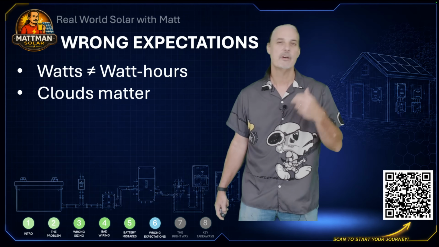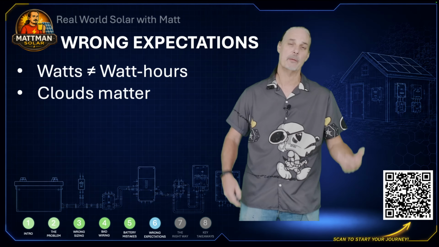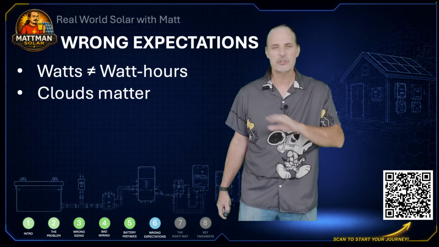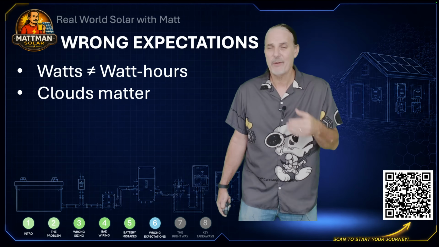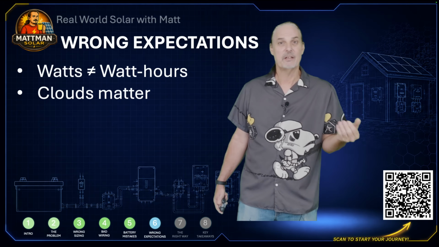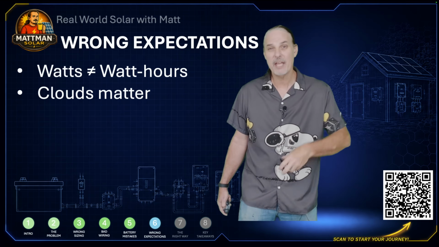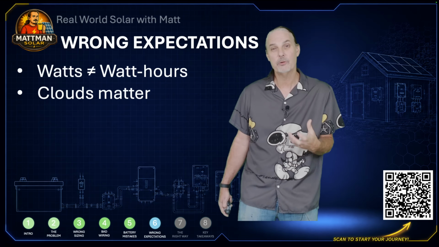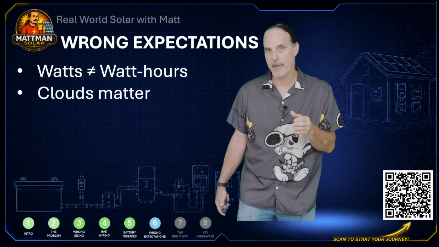Clouds matter. Commonly, people don't understand that just because you have 1,000 watts of solar doesn't mean you get 1,000 watts of power all the time. Clouds can have a huge effect on your solar system and change your input dramatically. Bad weather, cloudy weather, and sunny weather are all three different things, and depending upon the type of panels you got, the quality of the panels, the efficiency of the panels, and how those panels work, you can see dramatic or less dramatic changes in this.